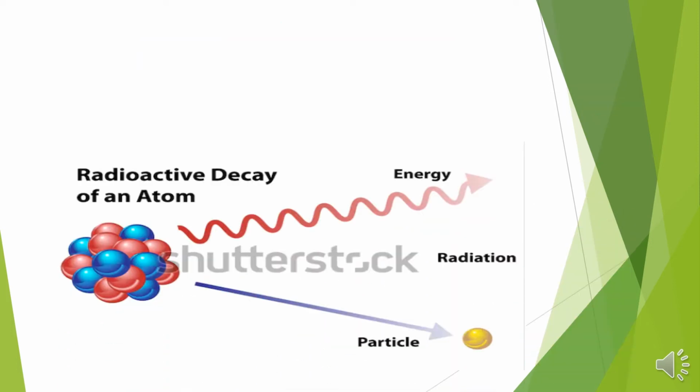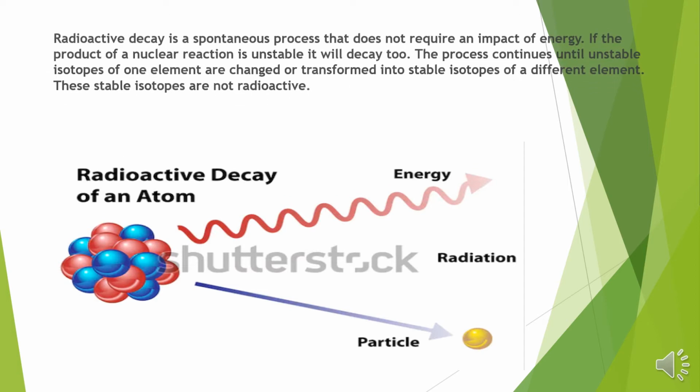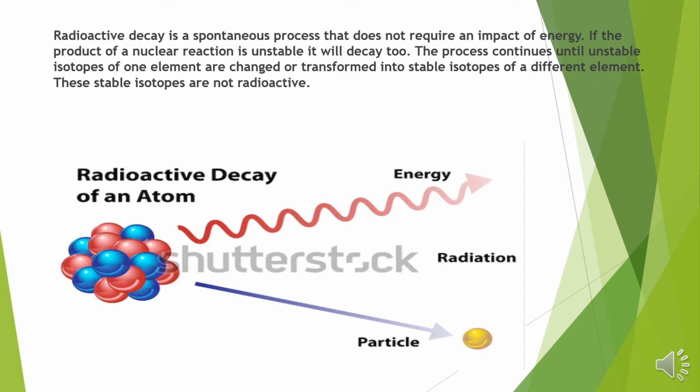Now, what do we mean by radioactive decay of an atom? The reaction here occurs in the nucleus of the atom, and it will emit energy, radiation and particles. So let's see what we mean by radioactivity. Radioactivity describes the tiny subatomic particles and high energy rays that are given out by the nuclei at the center of certain sorts of atoms.